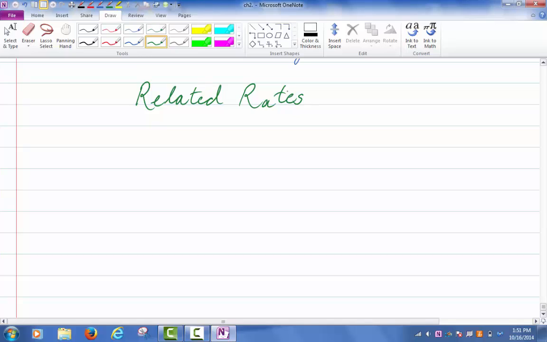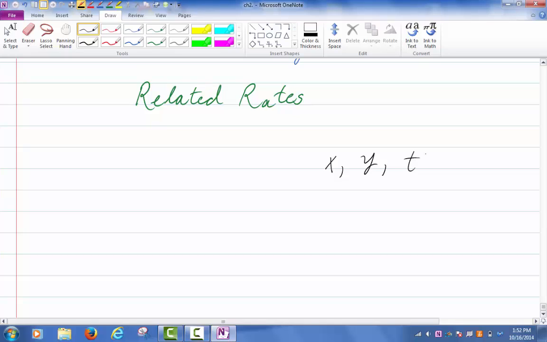Related rates. Usually, what happens? These problems usually look like the following. Usually you have three quantities, okay? Let's denote them by three variables: x, y, and t. Usually in all the problems in related rates, you have three quantities, and I denote them by the variables x, y, and t. Usually t represents time. So usually one of the variables is time.